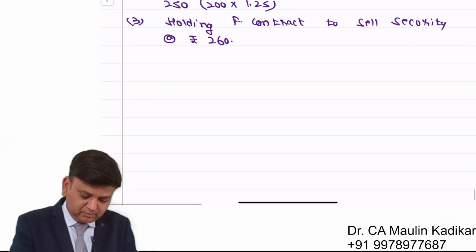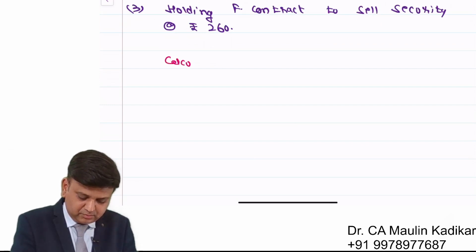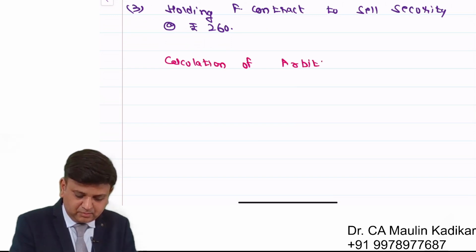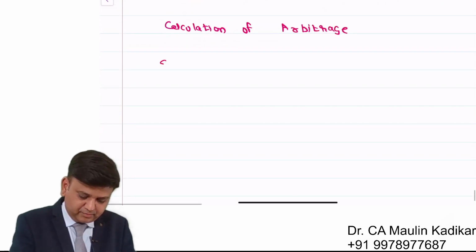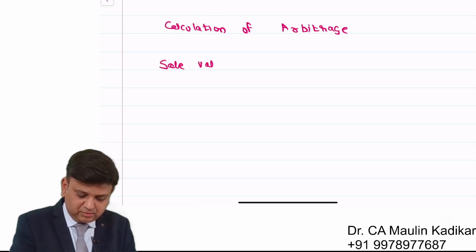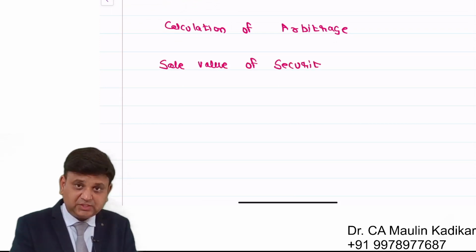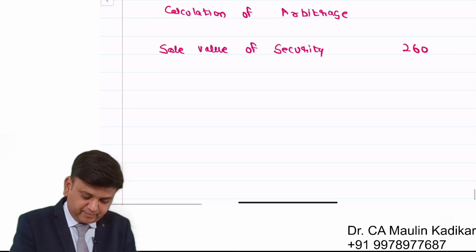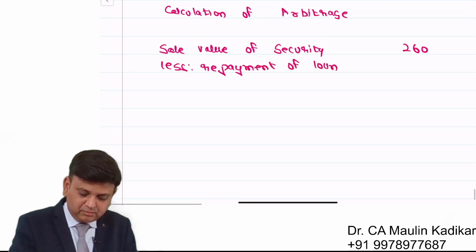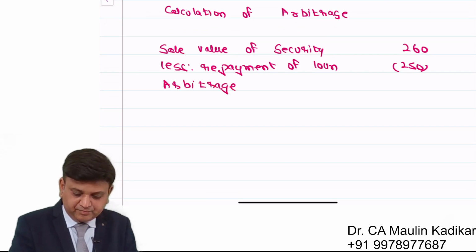With paragraph write down, calculation of arbitrage. In that write down: sale value of security 260, less repayment of loan 250, that will result into arbitrage of 10.